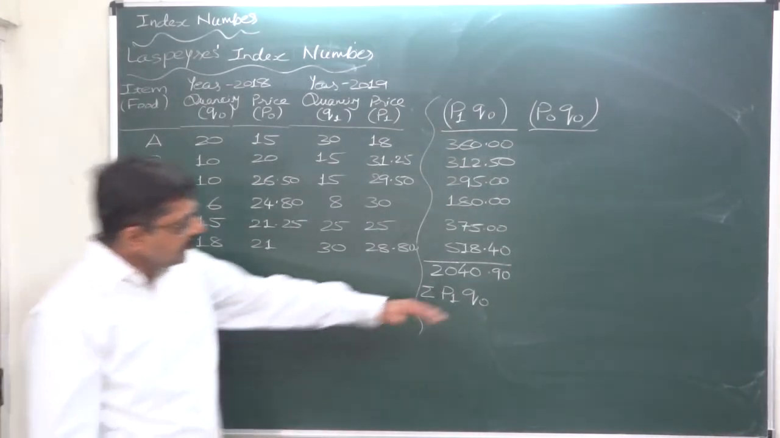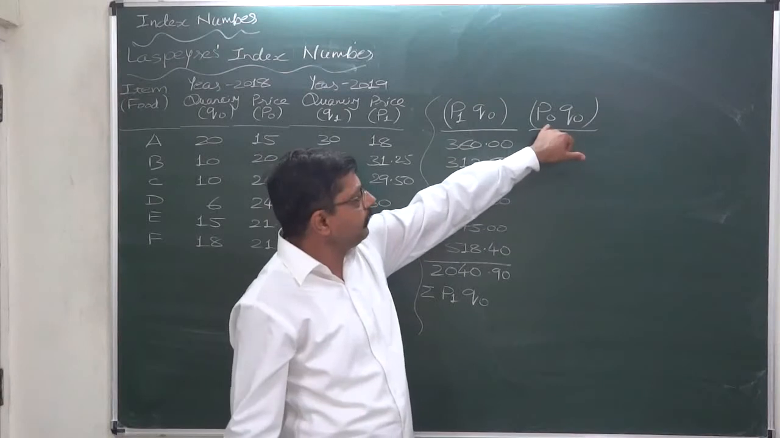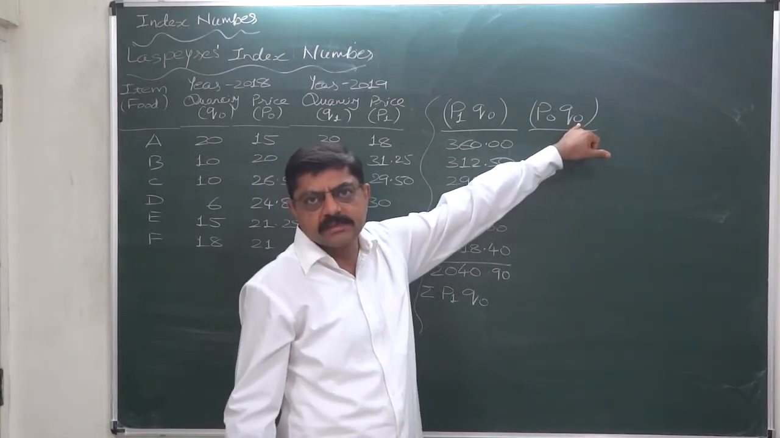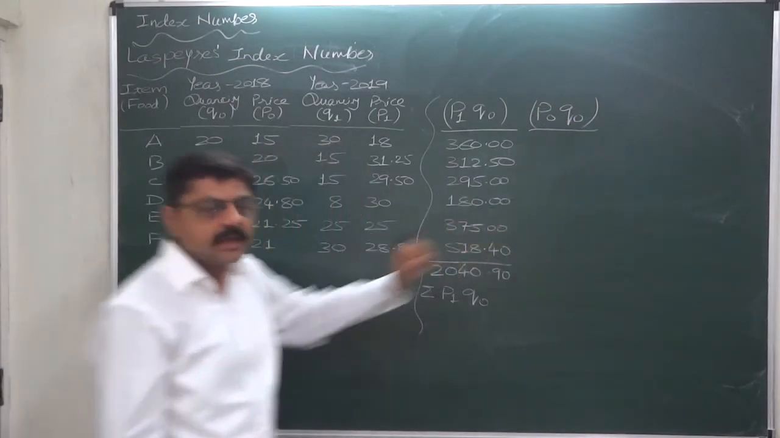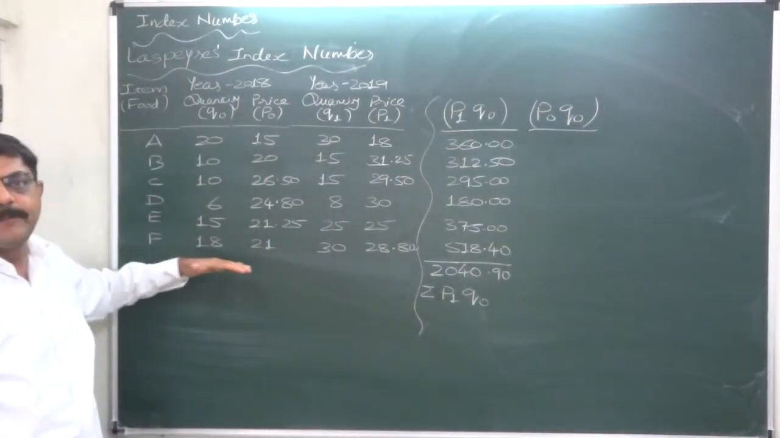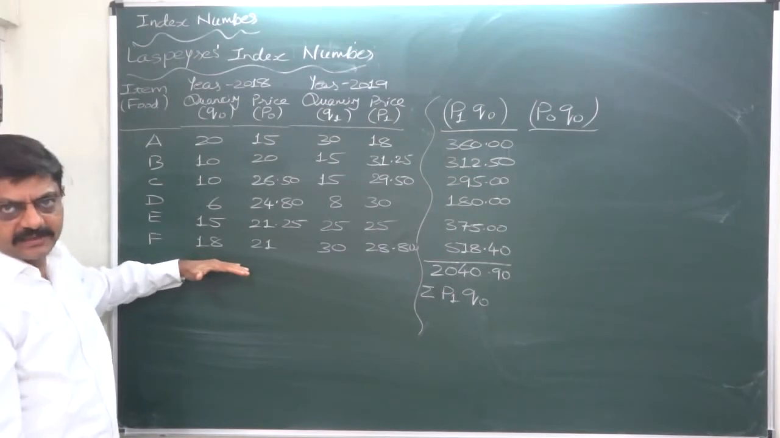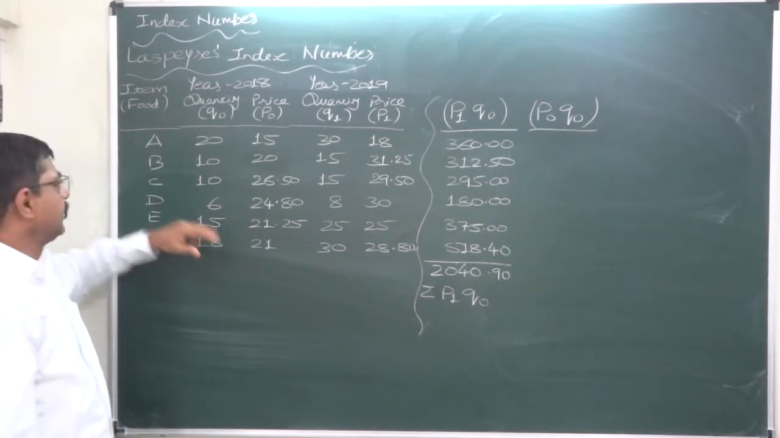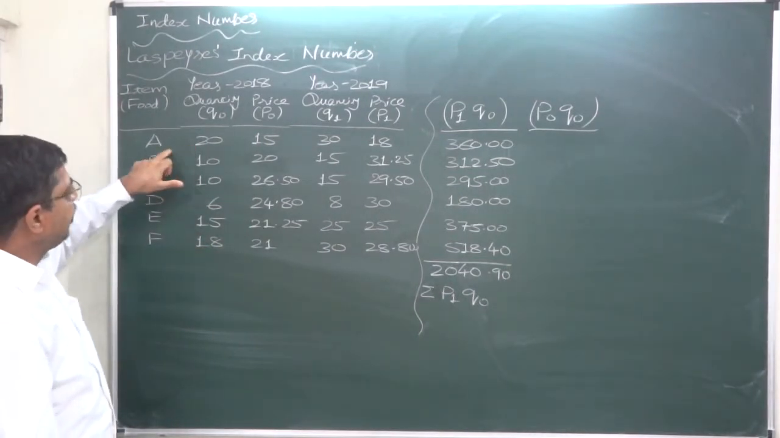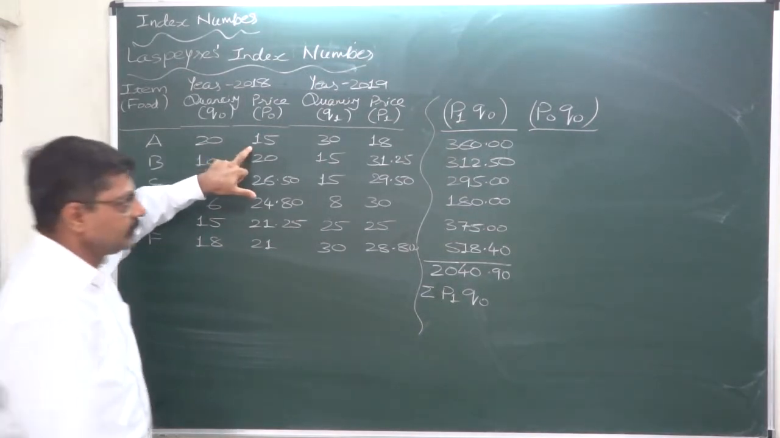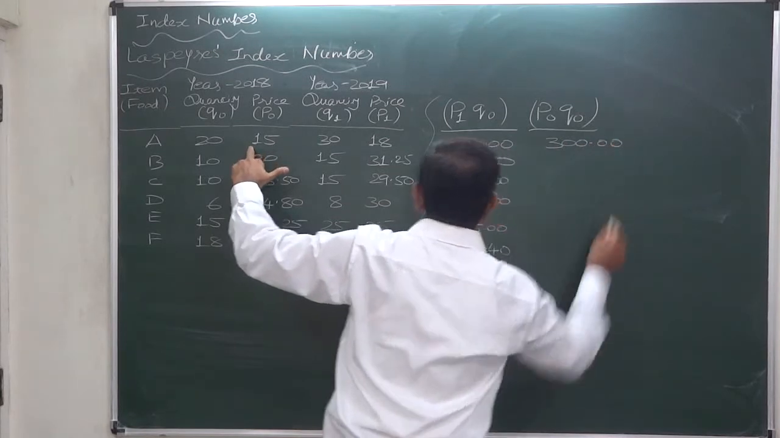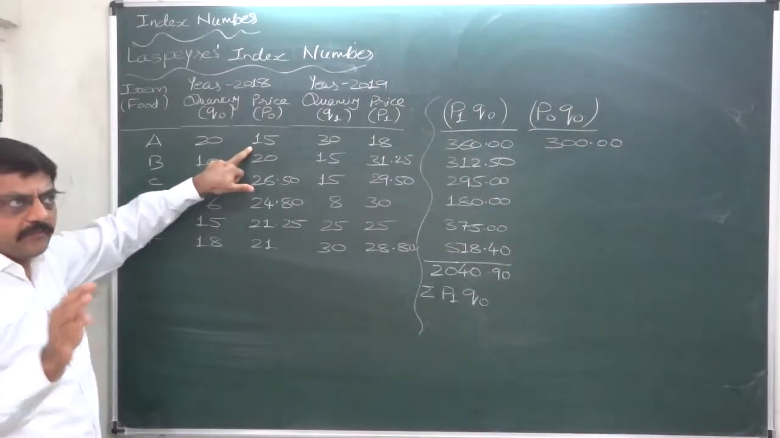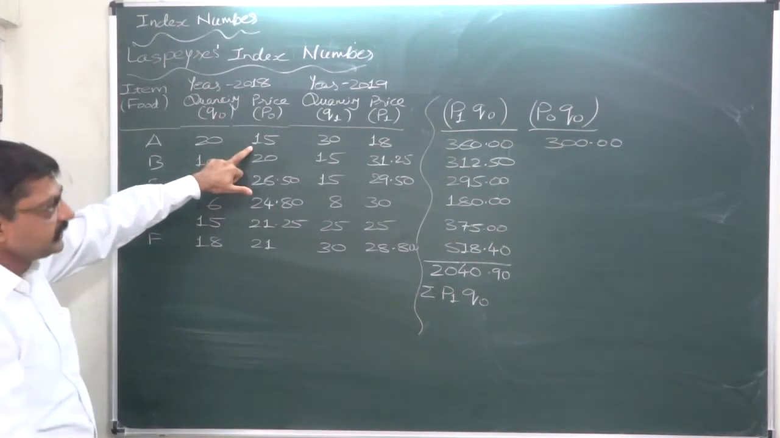Now we need to divide this by the summation of the column P0 Q0, that means base cost of base quantity. That means the real cost which we actually paid during the base year is to be considered. Yes, we consumed 20 units of A at rupees 15 in the base year. So at that time we actually paid rupees 300 to consume 20 units of A. This is the interpretation of this 300.